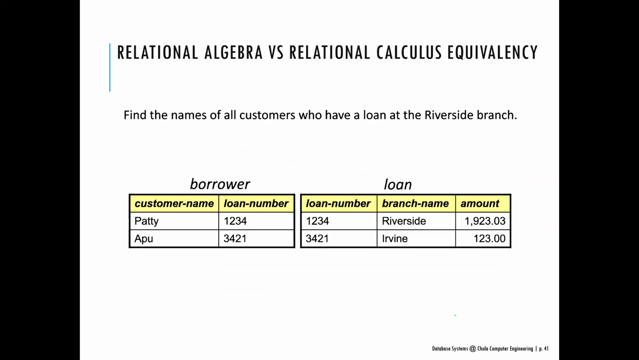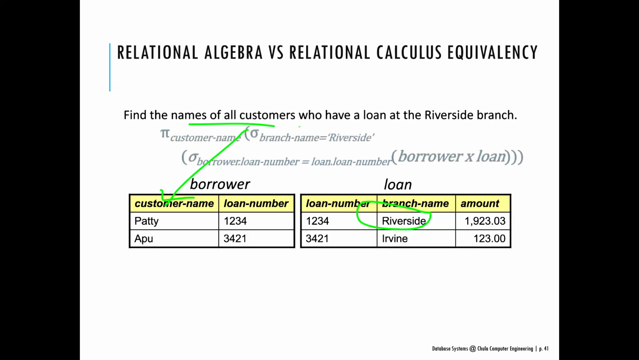So let's take a look at this example. I want to find the names of all customers who have a loan at the Riverside branch. So I want the customer name. But in loan, we know that there are loans in branch name Riverside, but we don't know the customer name. So you have to join them anyway, right?